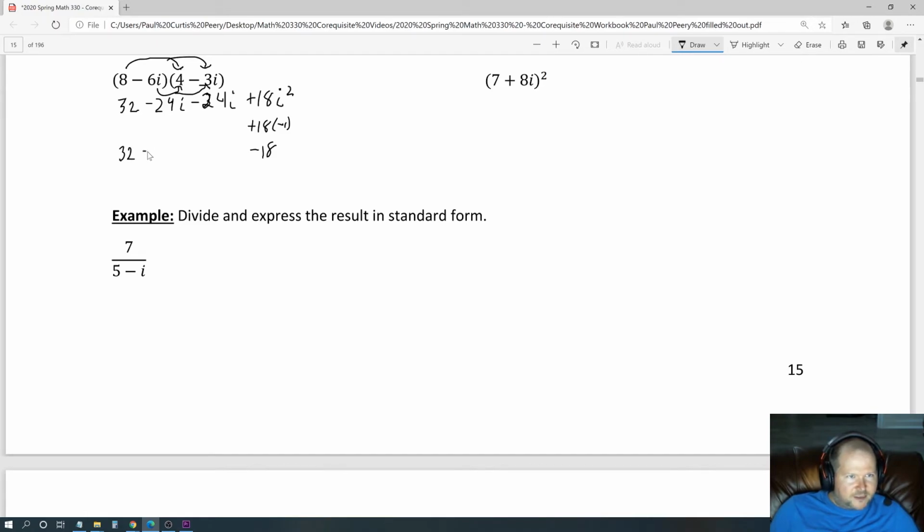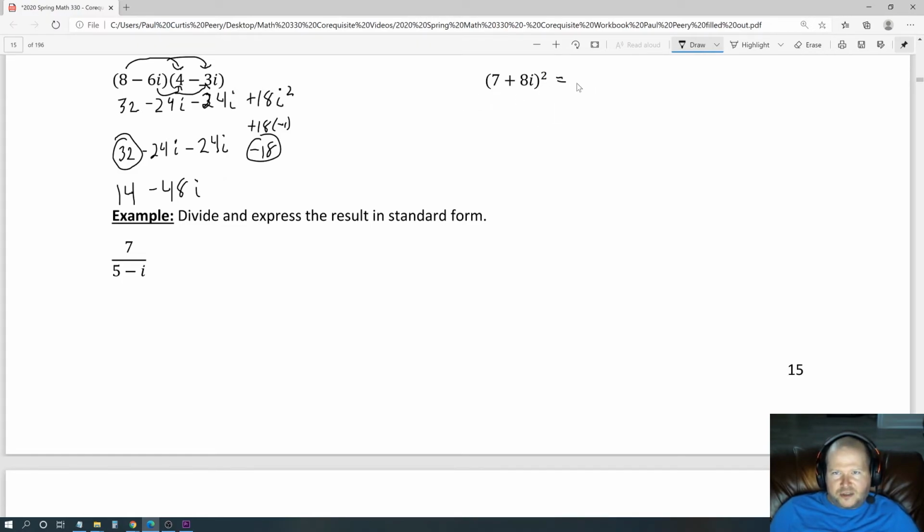So again, you can actually skip right in that step if you want to. It's always pretty much going to be the case. Okay, so we combine like terms. We have a 32 minus 18, and 32 minus 18 should give you a 14. And then we would say -24i minus 24i is -48i. There you go. So let's try this one.